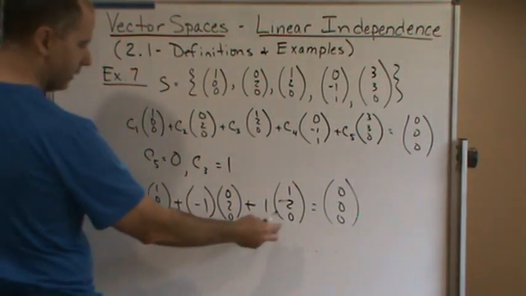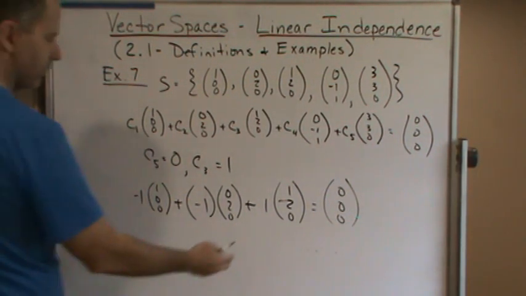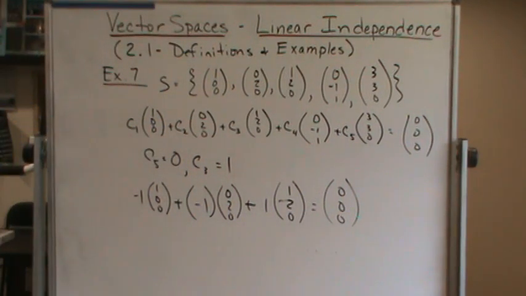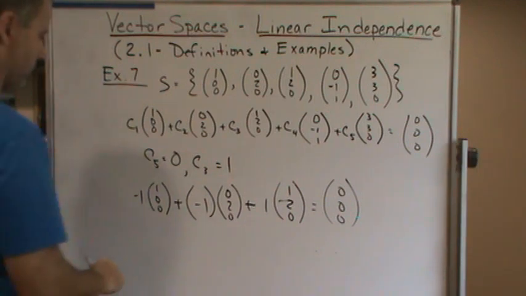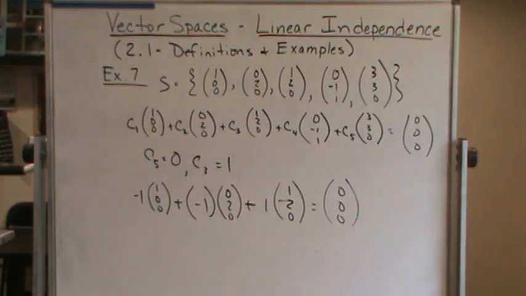So we just showed that we can take this vector and write it as a linear combination of these two vectors. Okay, so that means we can disregard this vector, right? Oh, hold on a second. I just want to make sure I'm not missing something here. I think that's right. Yeah, because C4 is 0 and C5 is 0. Yeah, so that's right.